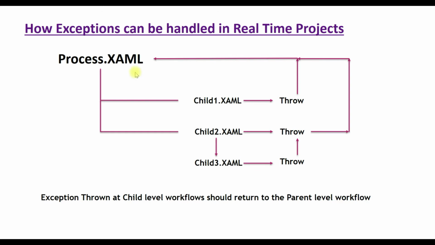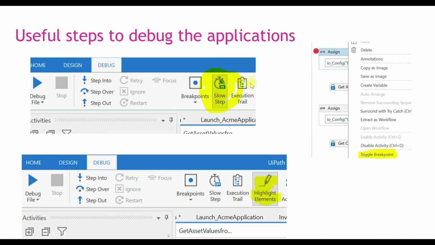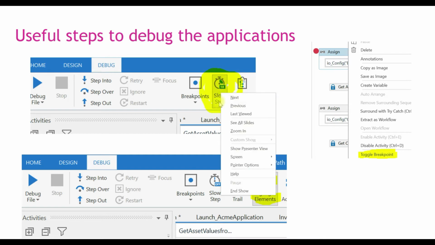Then you can decide what you need to do with an exception message in the catch block of the process.xaml. This is how exceptions can be handled in real-time projects. Under the debug section, you can see breakpoint, slow step, step into, step over, step out, and running the file in debug mode. If you click on slow step, then activities will be executed slowly, and you can also see each activity highlighted.